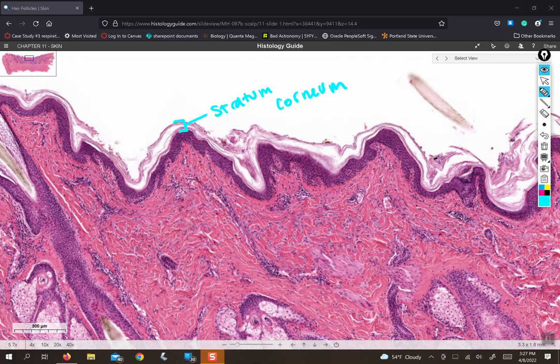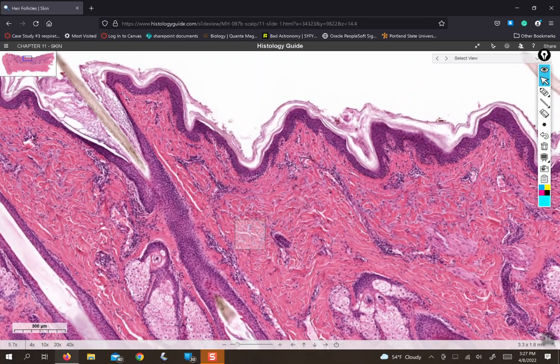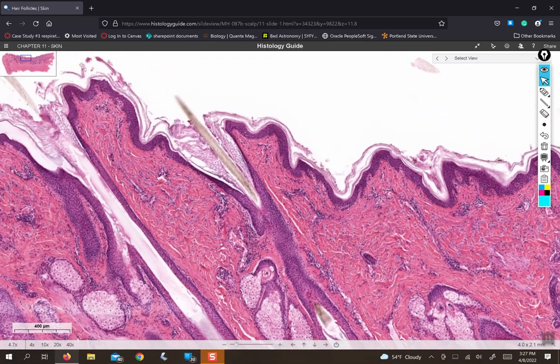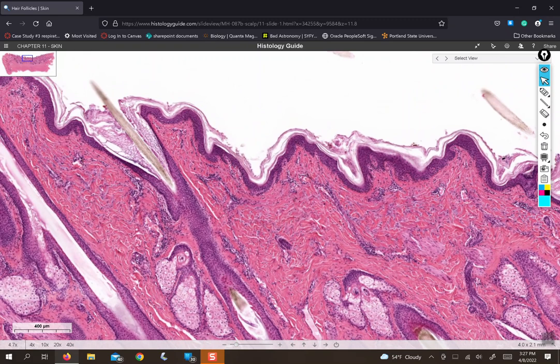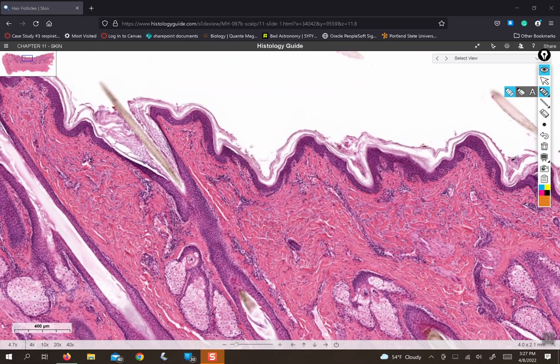Okay, so we did not come here for the epidermal layers. We came here for the accessory structures. So here you can see this is a hair. And if you follow it down, we can see its follicle. So let's do that.